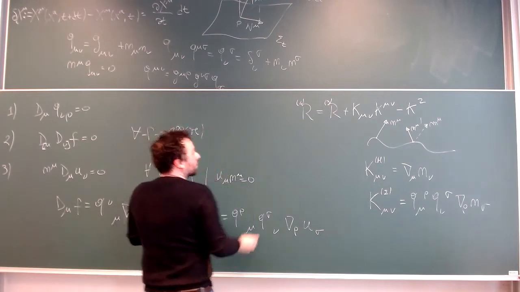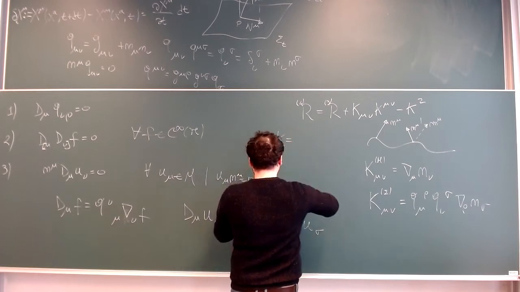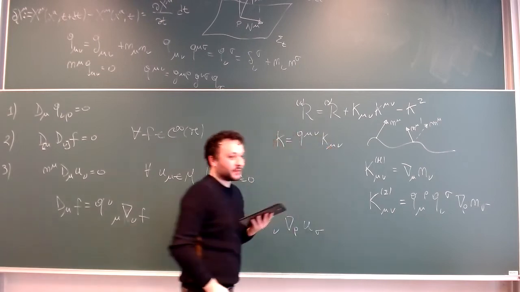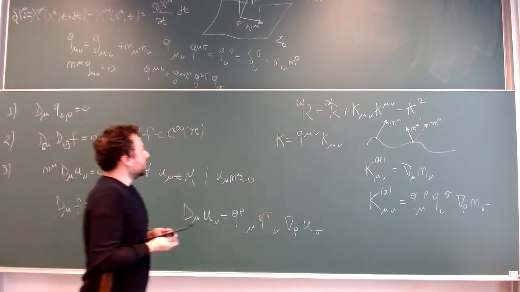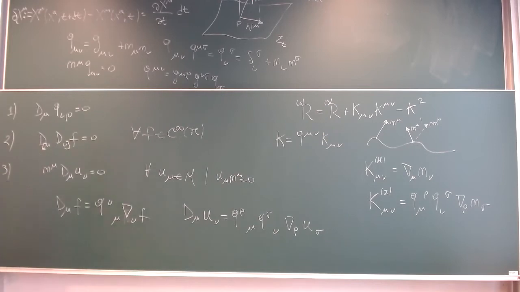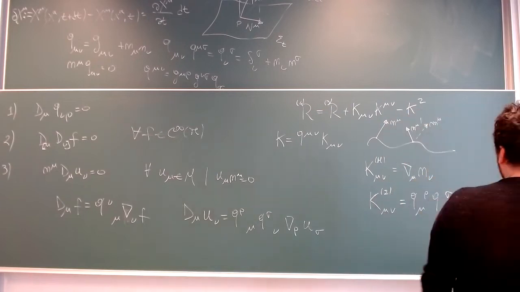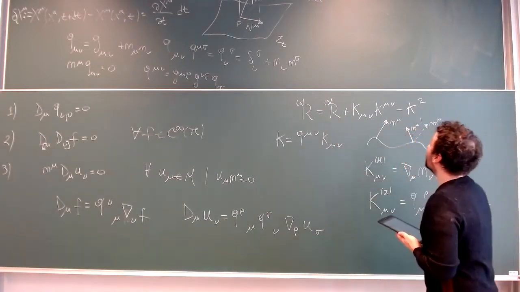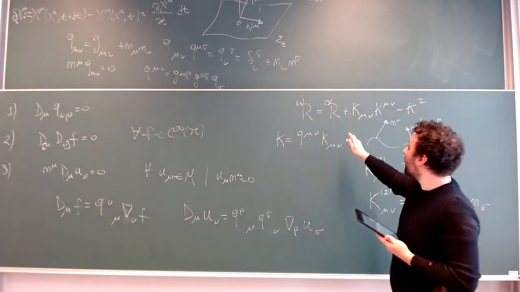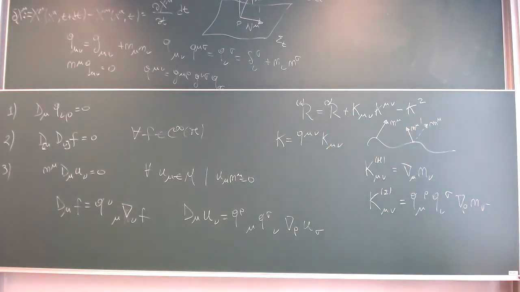Where K is defined to be q mu nu K mu nu. So we know this and insert it into that action. What is R3? R3 is just the Ricci scalar for sigma. With which metric? With the new metric, q.